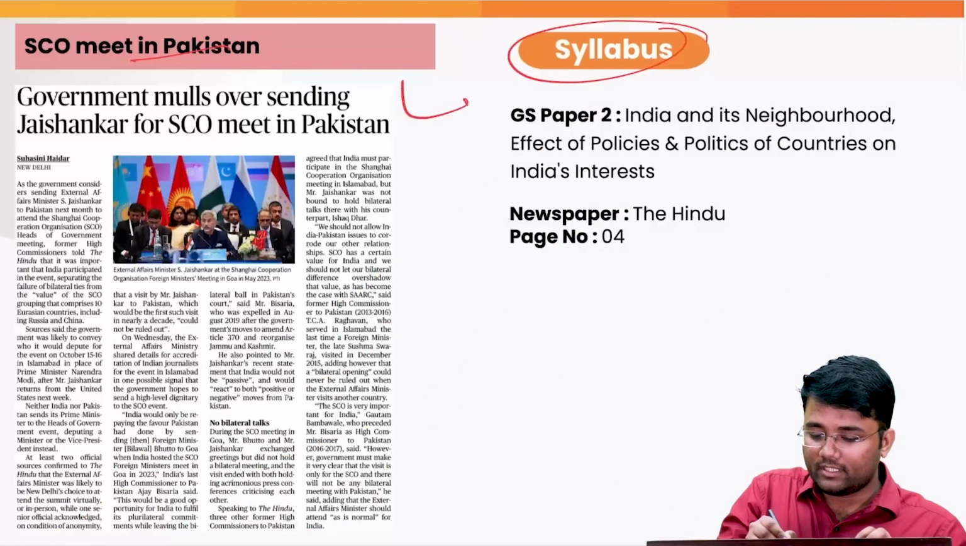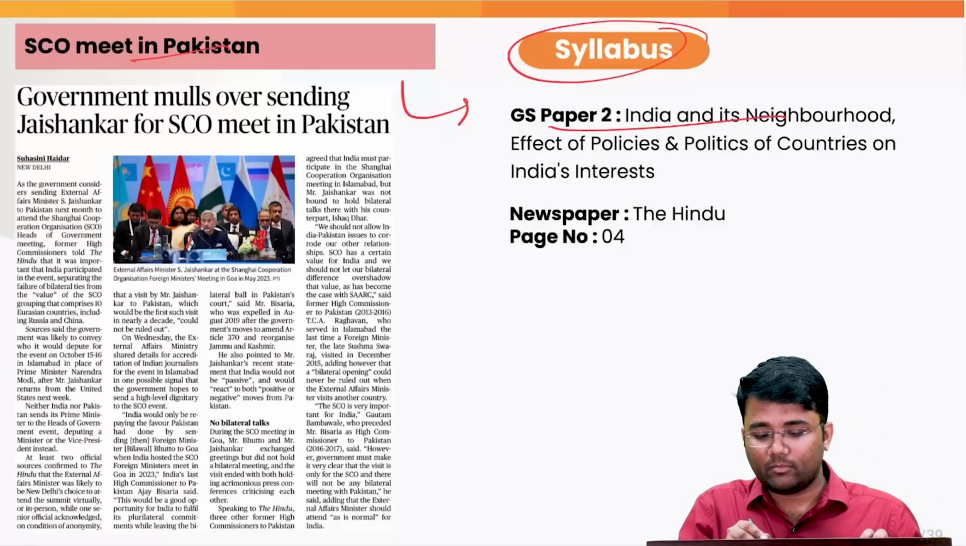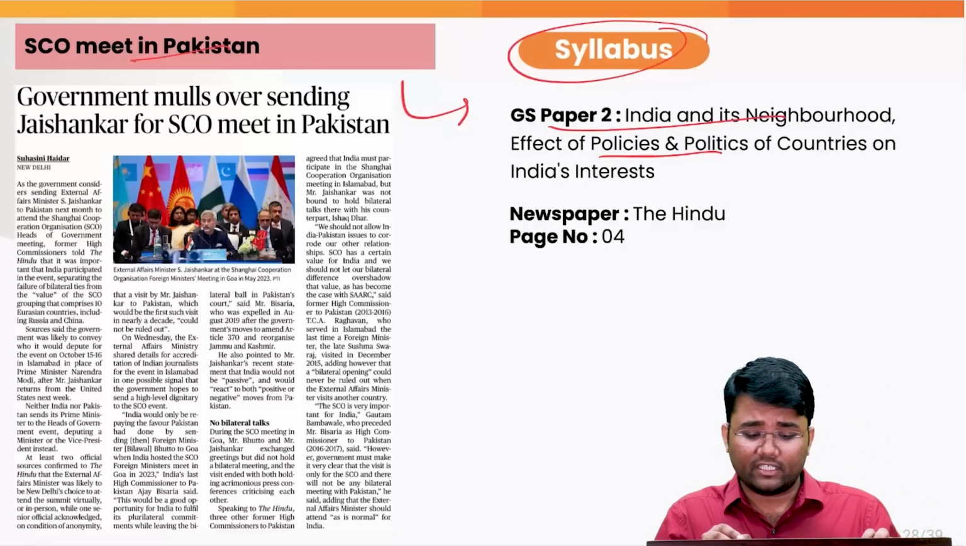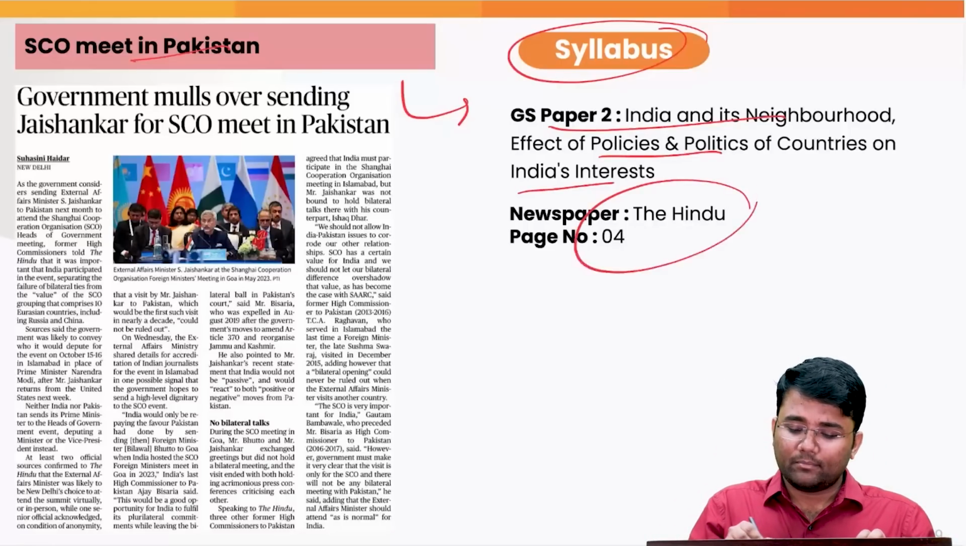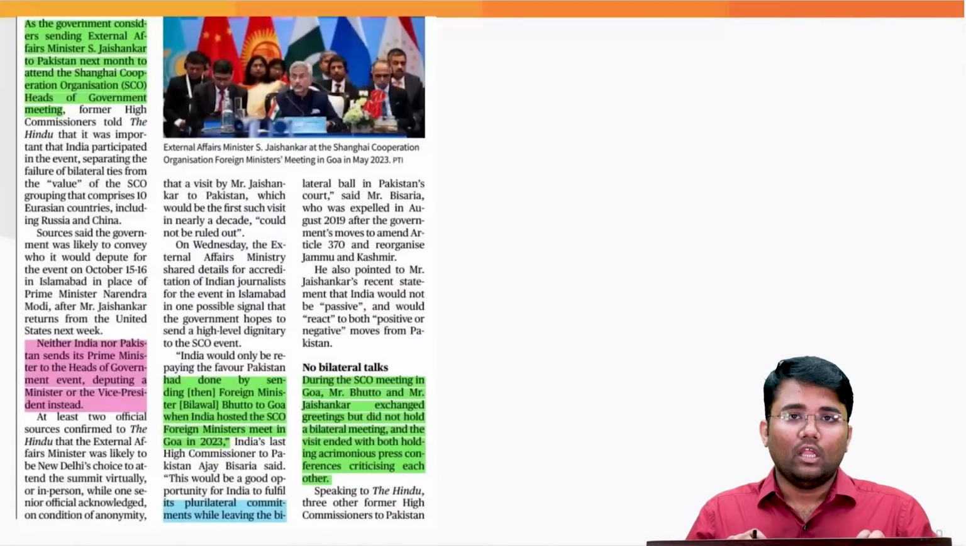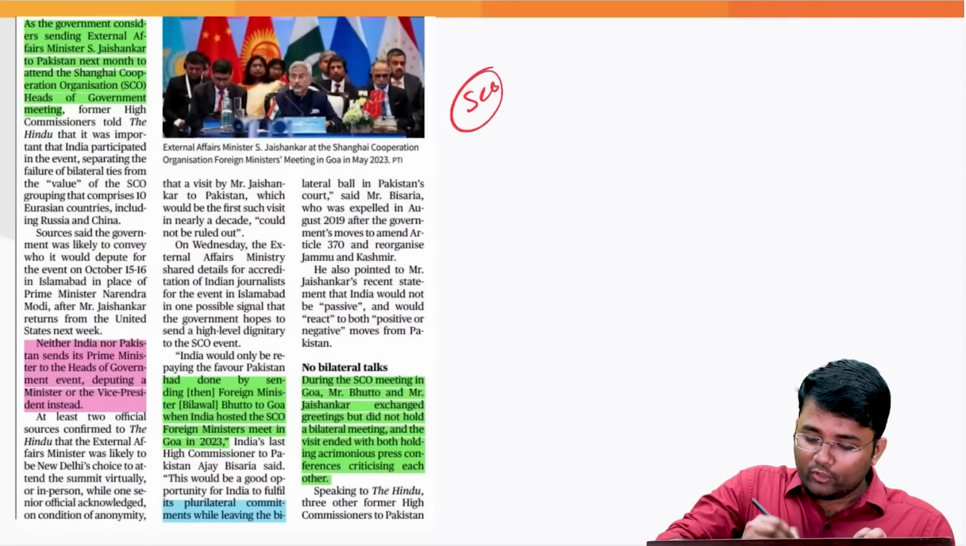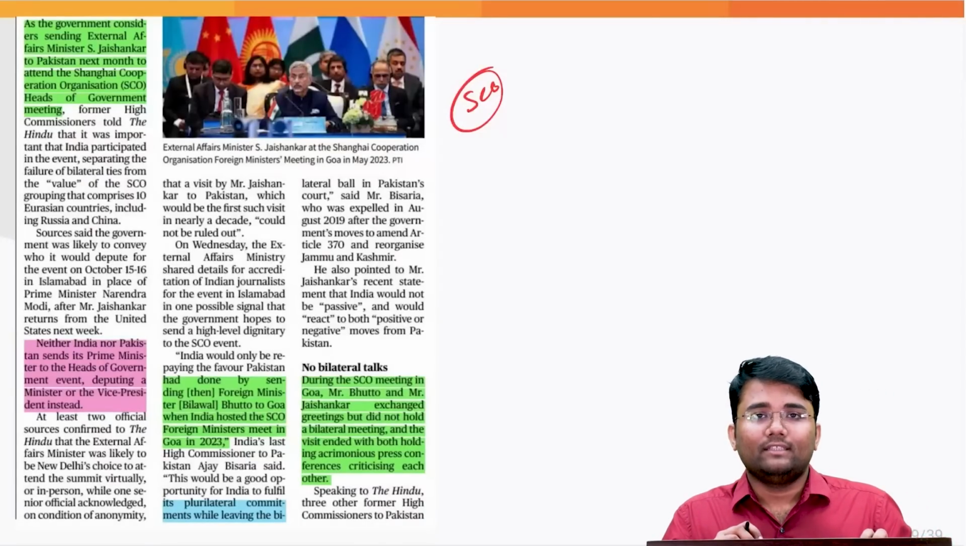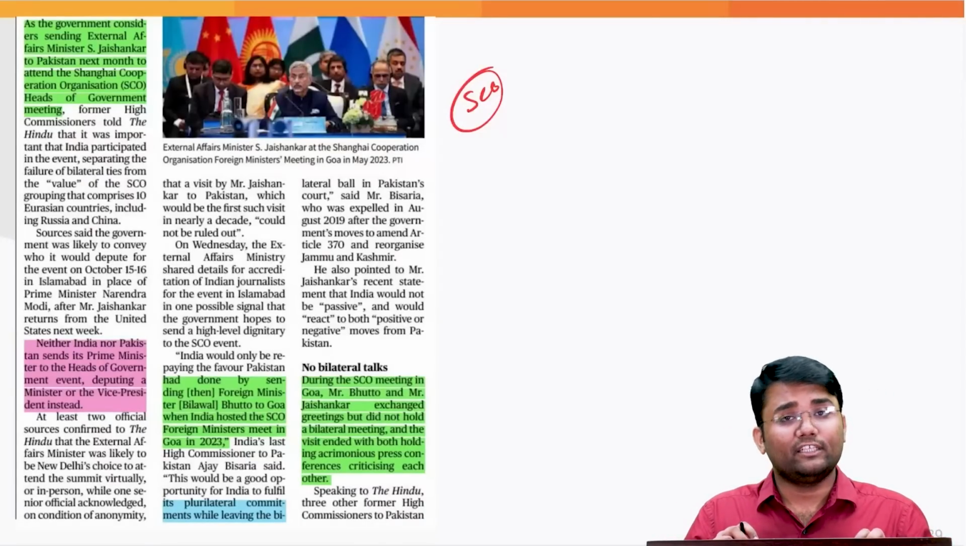Next topic is SCO meet in Pakistan. This particular topic pertains to the syllabus of GS Paper 2, India and its neighborhood, effect of policies and politics of countries on India's interest, and this has appeared in The Hindu page number 4. So the next SCO meet is going to happen in Pakistan. Generally, it is attended by the heads of the government.